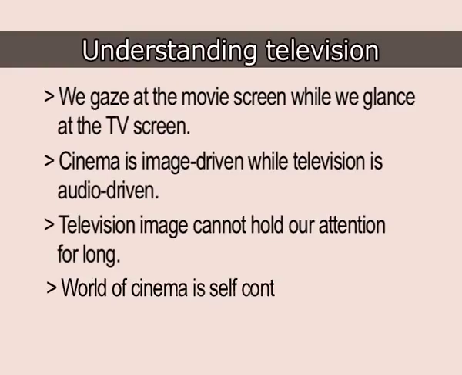Then the next thing is, the world of cinema is self-contained. What does it mean that the world of cinema is self-contained? When you go to a movie hall and the movie begins, you get totally absorbed in the world of the cinema. You forget about everything else around you. And then at the end of the movie, when the lights come on, you come back to your own world with a kind of jerk. And in those 1.5, 2 or 3 hours, that entire narrative gets completed. It reaches a certain conclusion, and it's a well-rounded, complete narrative that is presented to you in the span of that screen time. So it's a self-contained world.